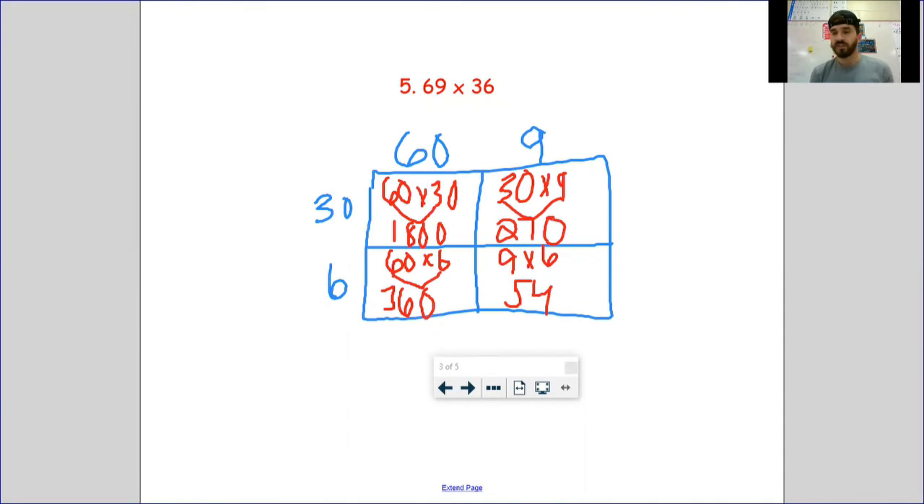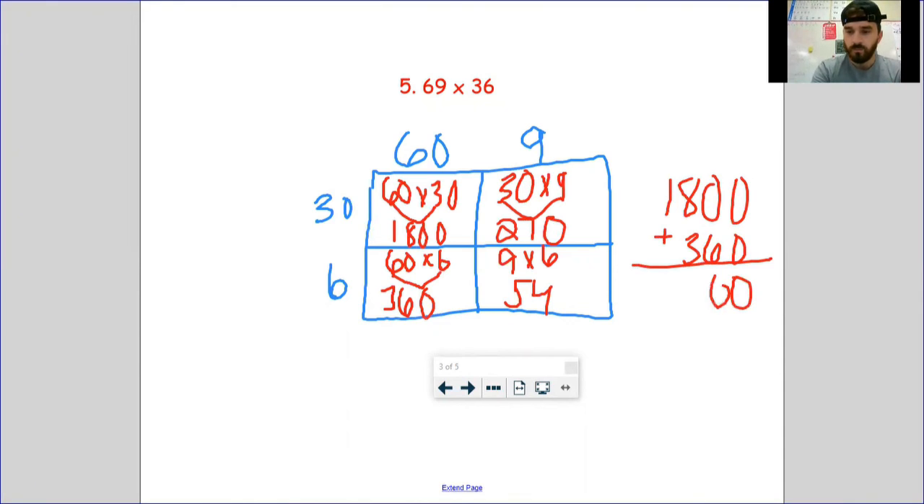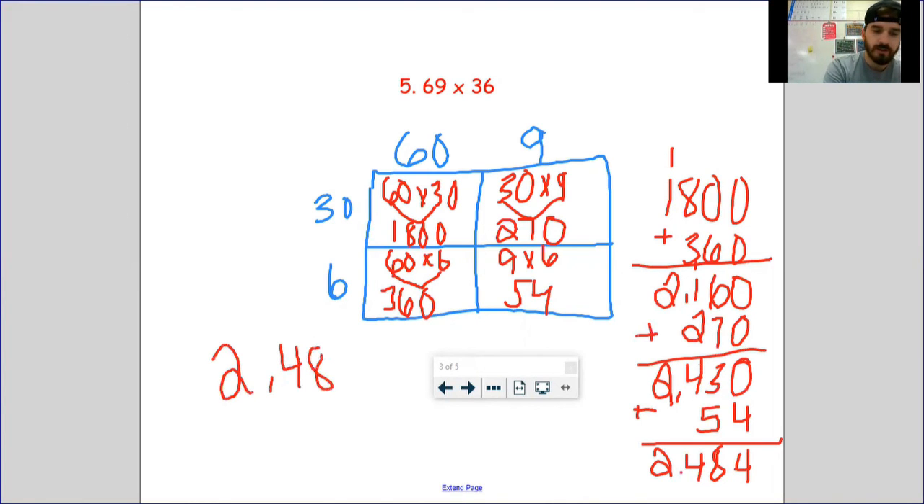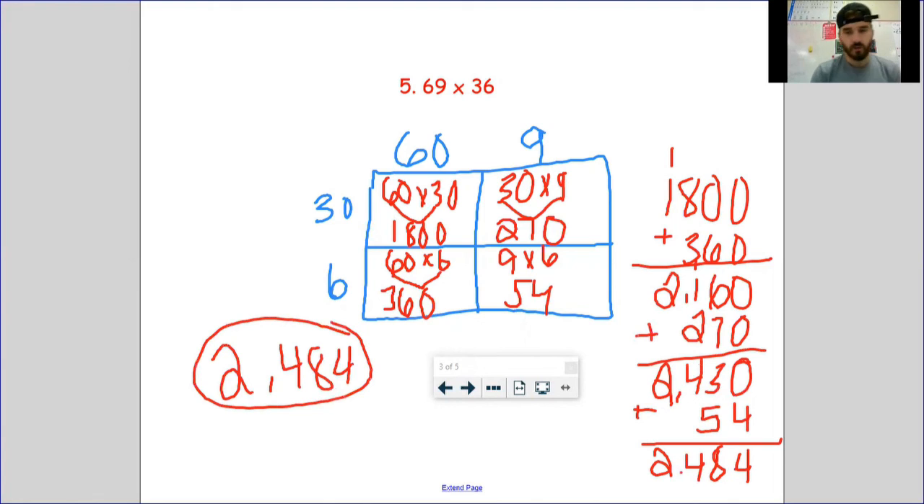And then I just take those numbers and add them all together. I like to do 2 at a time. A little bit easier for me that way. Add those numbers up. I get 2,160. Go ahead and add my 270 from the top right. Last but not least, take that 54, add it together, bring some numbers down, and I get 2,484.